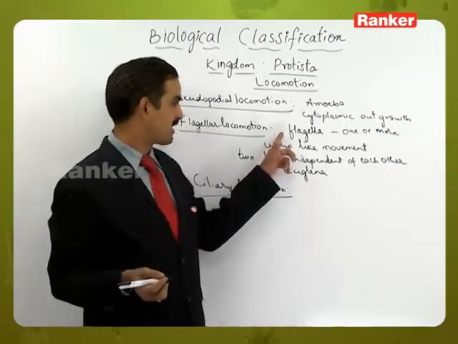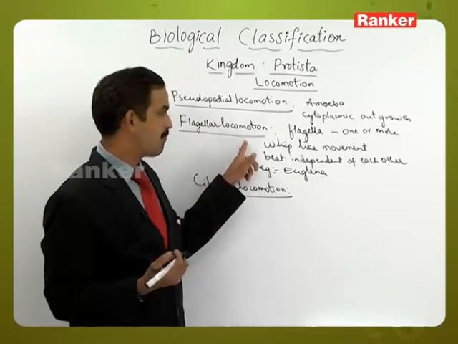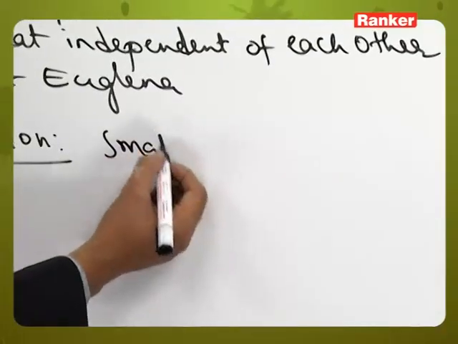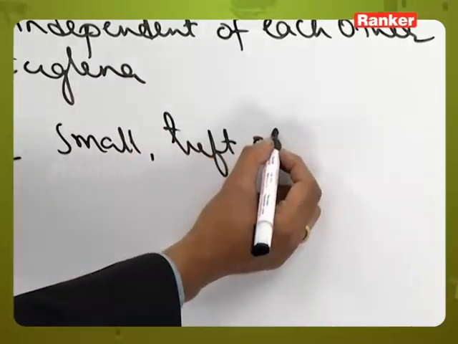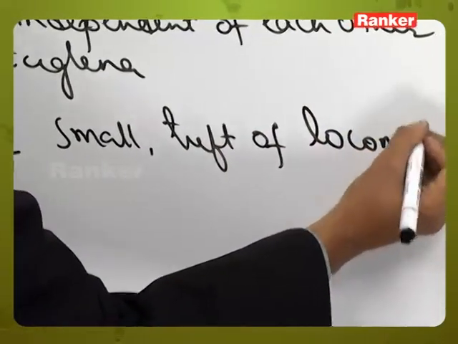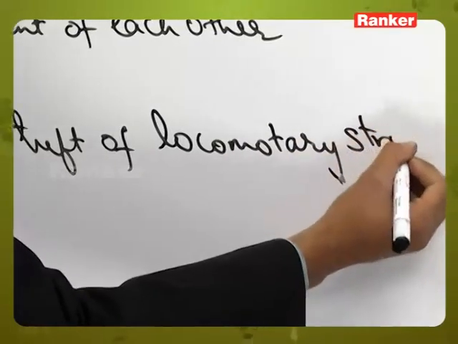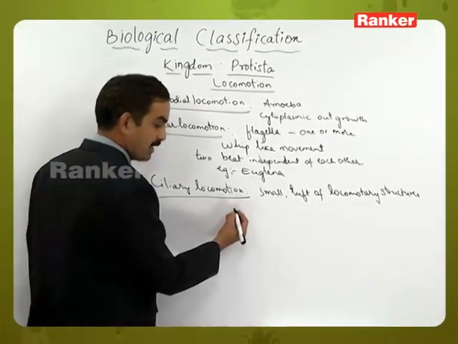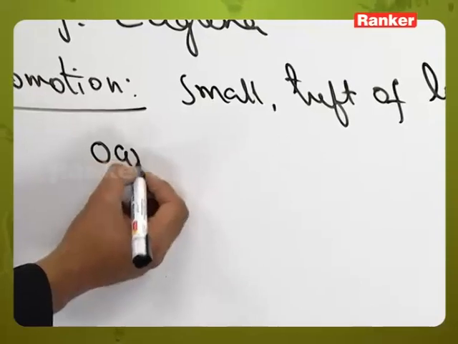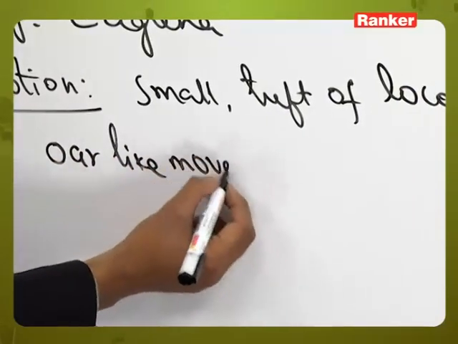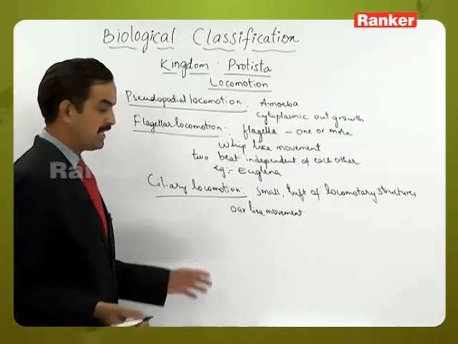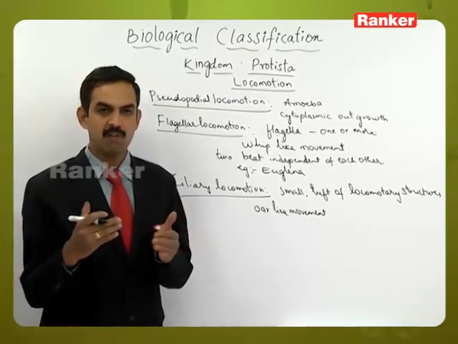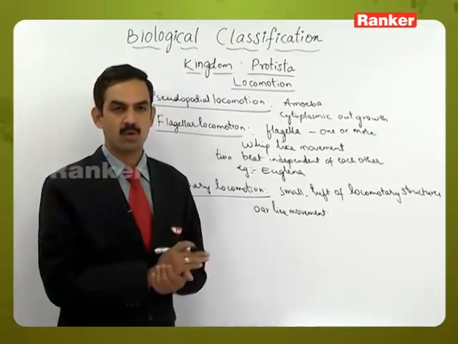Here, when you compare the character of flagella and cilia, the number of flagella will be less compared to the number of cilia. Here the cilia are nothing but small tufts of locomotory structures, and they show a type of movement called oar-like movement. Here all the cilia will show synchrony, that is, a relationship will exist such that they show some synchronous type of movement.